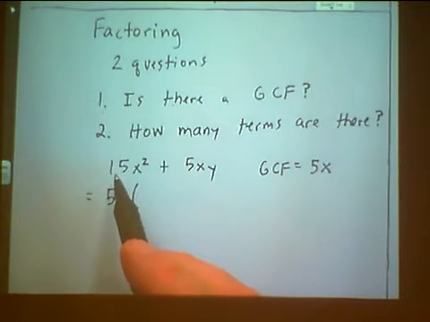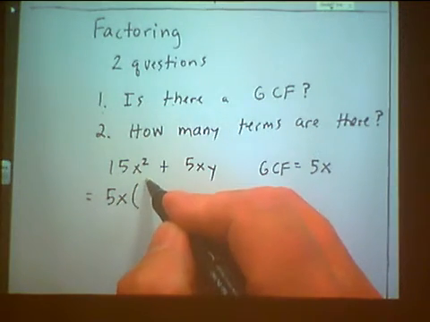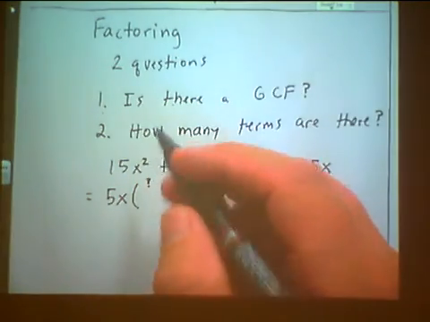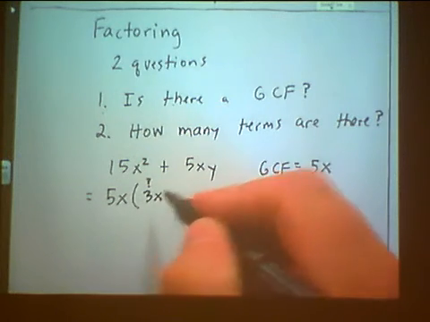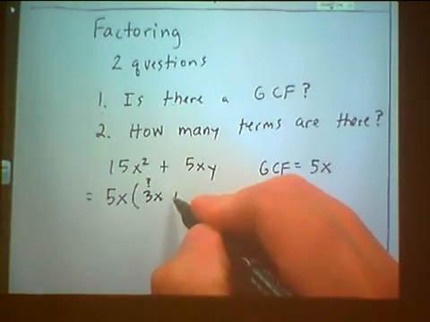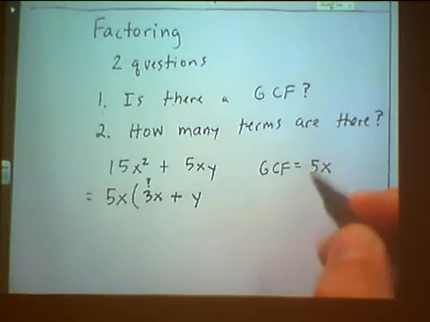I'm looking at this first term, 15x squared. And I say to myself, 5x times what equals 15x squared? What do I have to multiply by 5x to get 15x squared? Hopefully, most of you realize that it would be 3x. So 3x times 5x equals 15x squared. Now I bring down my plus, and now I look at the next term, 5xy, and then I say what times 5x would equal 5xy? It would be y.